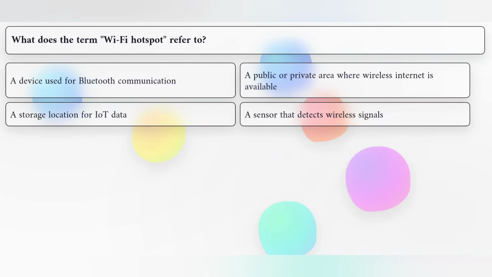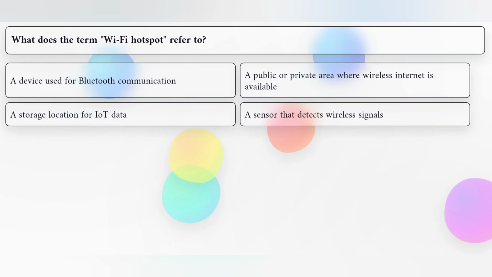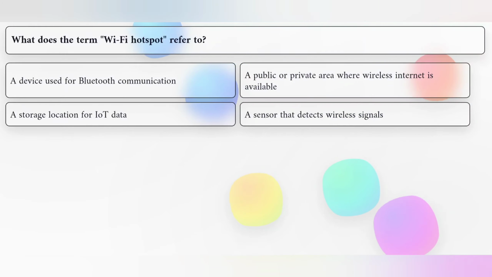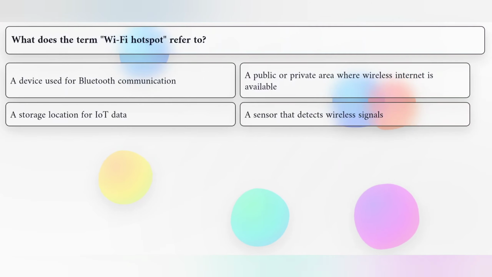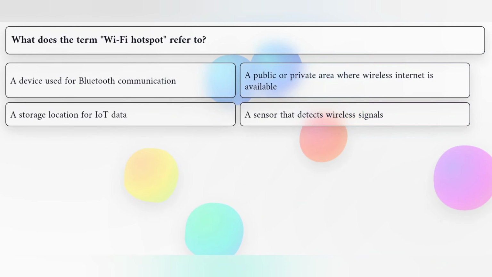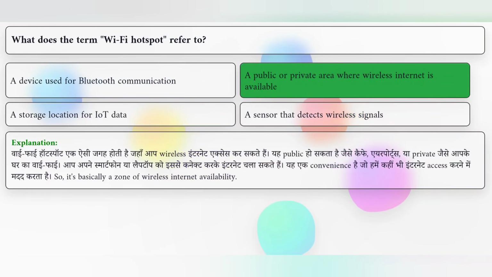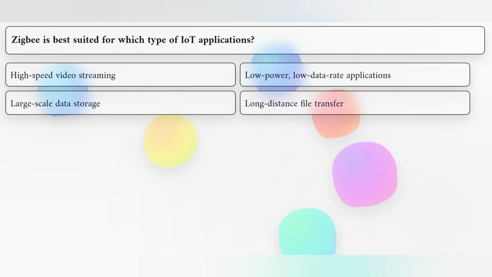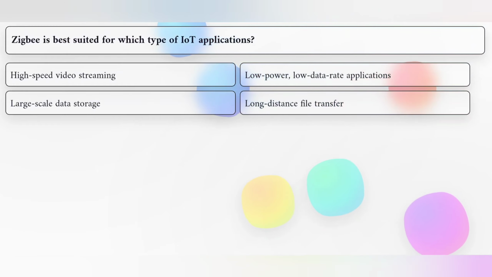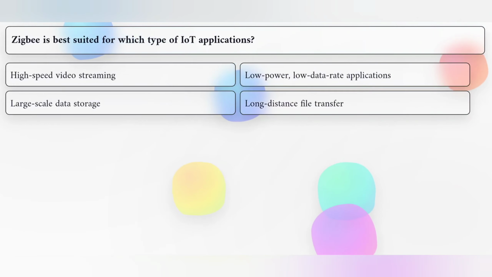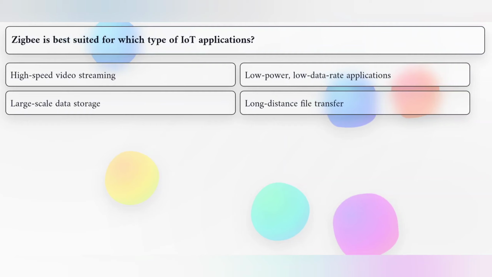What does the term Wi-Fi hotspot refer to? A device used for Bluetooth communication. A public or private area where wireless internet is available. A storage location for IoT data. A sensor that detects wireless signals. Zigbee is best suited for which type of IoT applications? High-speed video streaming, low power, low data rate applications, large-scale data storage, long-distance file transfer.